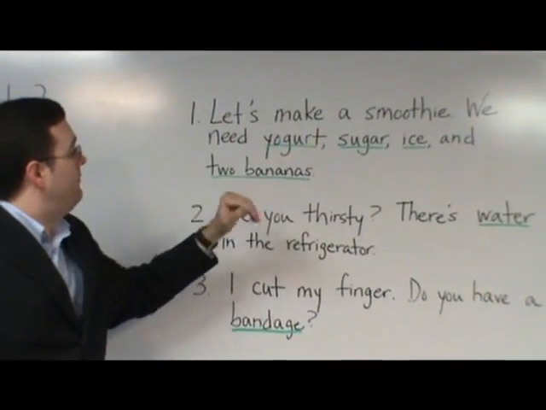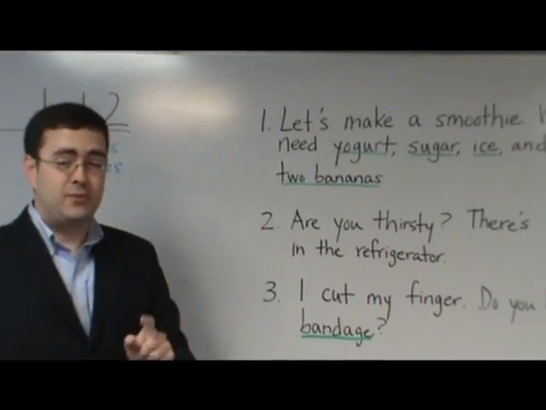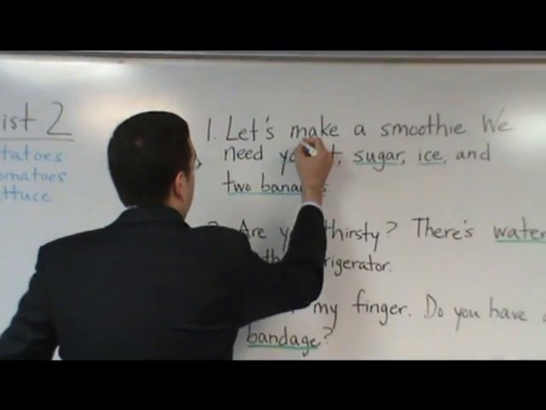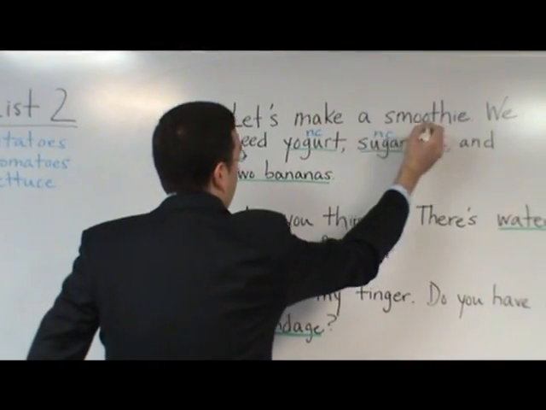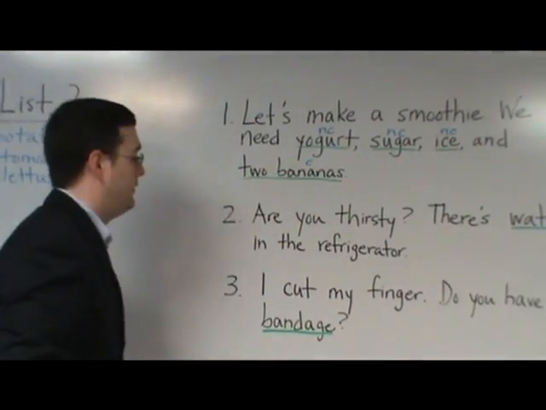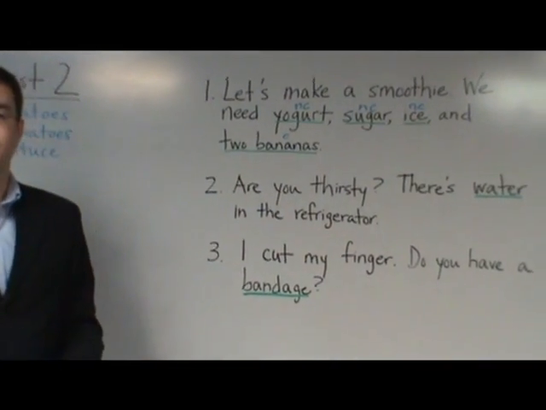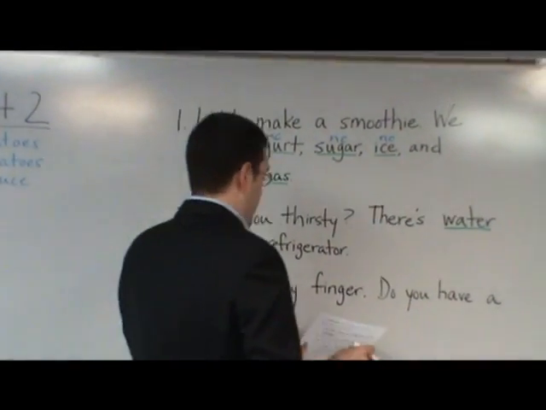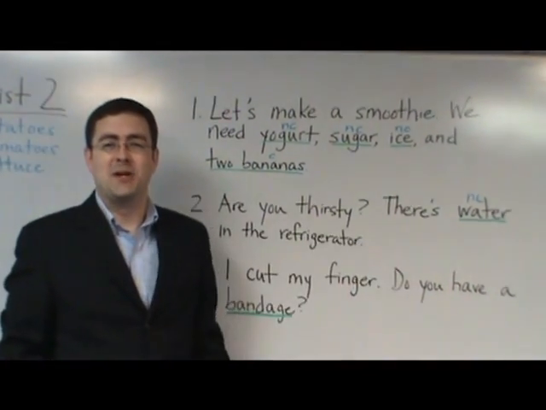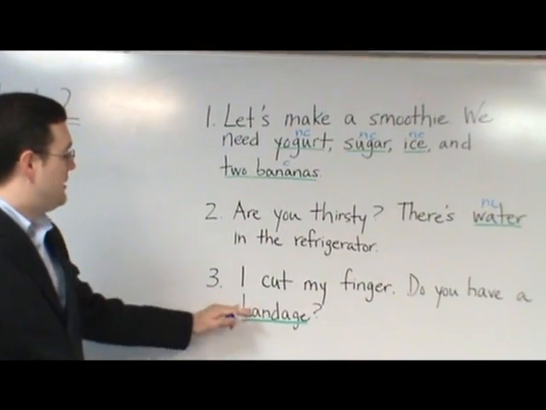Let's make a smoothie. We need yogurt, sugar, ice, and 2 bananas. That's right. Yogurt, sugar, and ice are non-count nouns. And bananas is a count noun. That's correct. Let's look at number 2. Are you thirsty? There's water in the refrigerator. Water is a non-count noun. Of course, you wouldn't say there's waters in the refrigerator and you wouldn't count the water, would you? No, you wouldn't. Finally, let's look at number 3.